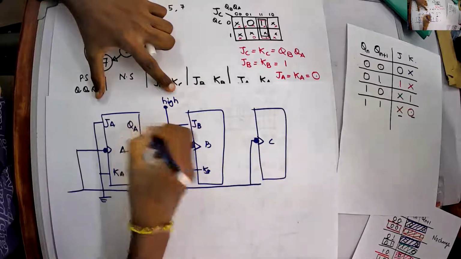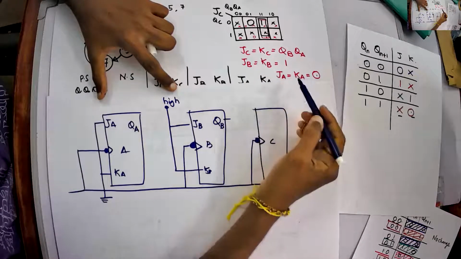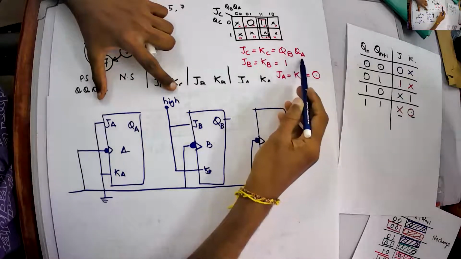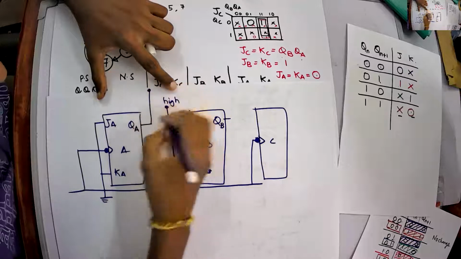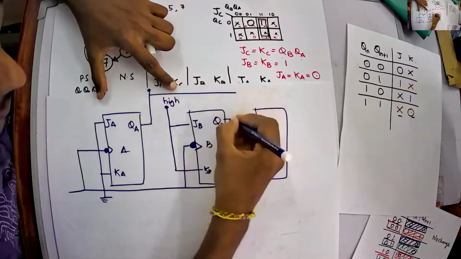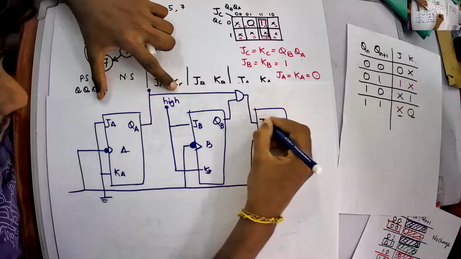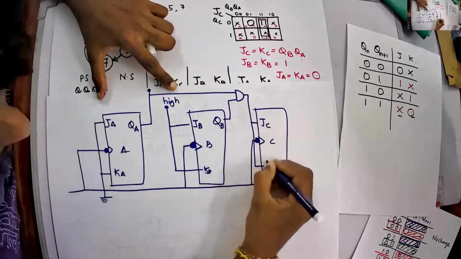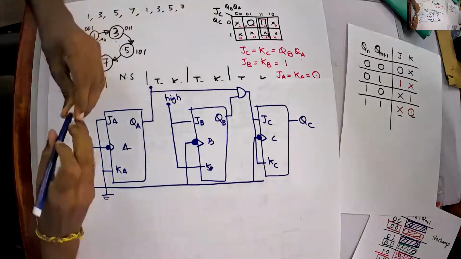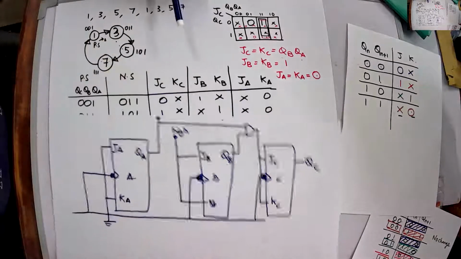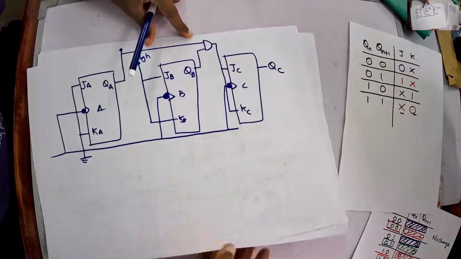Then this is my QA, this is my QB, and my JC is actually QA, QB. What I can do is, this is my QA, and of course I can take it from here. This is my QB, put it into an AND gate. This is my JC, and the same is my KC. This is my QC. So this is an irregular counter. This is how you design an irregular counter.